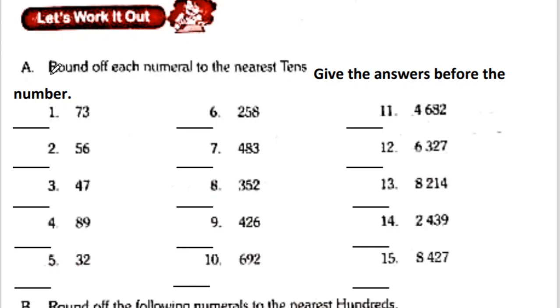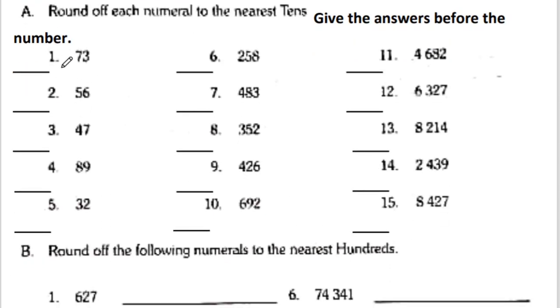Activity A, instructions: round off each numeral to the nearest tens. Give the answers before the number. For example, number 1. So let's try to answer number 1. Number 1 will be a bonus. Round off to the nearest tens. This digit's place value is ones. Second, tens. So this will become 7, and then retain. Since next to 7 is 3, it is less than 5, so no need for you to add 1 to digit 7. So 3 will become 0, 70.